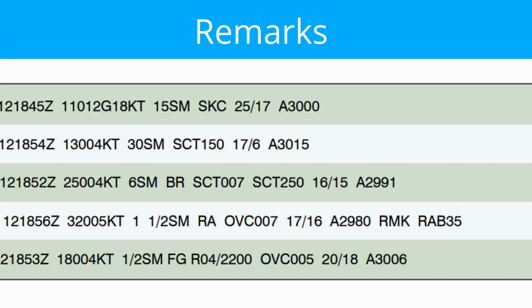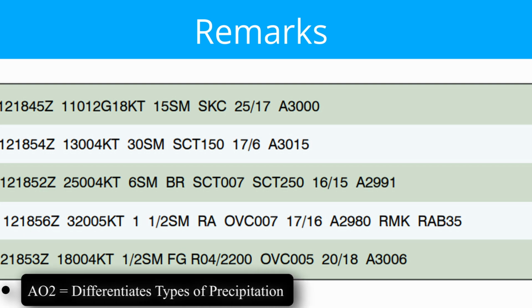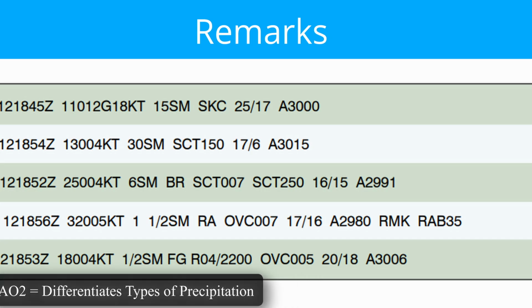That finishes up the main part of a METAR, but a lot of them will have remarks at the end identified by RMK. I'm not going to cover most of the remarks you might see, but I will provide a link in the description to a METAR decoder provided by the National Weather Service that has most of the remarks you might see. The most common remark will be A02, which indicates that the automated station used to create the METAR can differentiate between different types of precipitation.